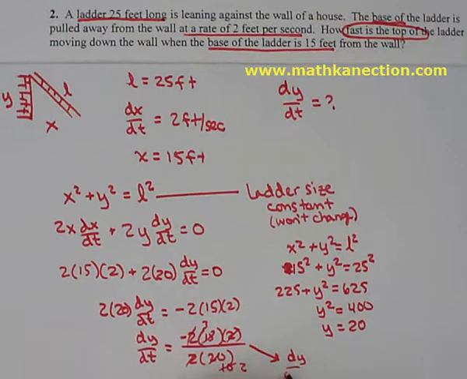Final answer is dy/dt is equal to negative 3/2. And the y is measured in feet and the time is measured in seconds, so negative 3/2 feet per second.